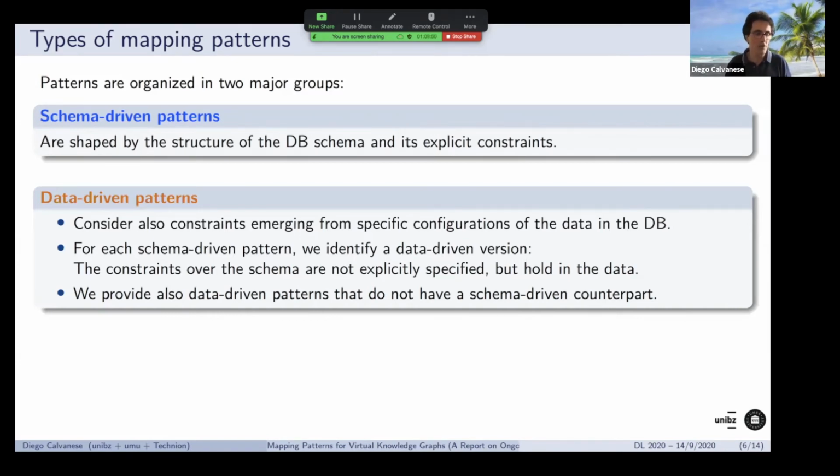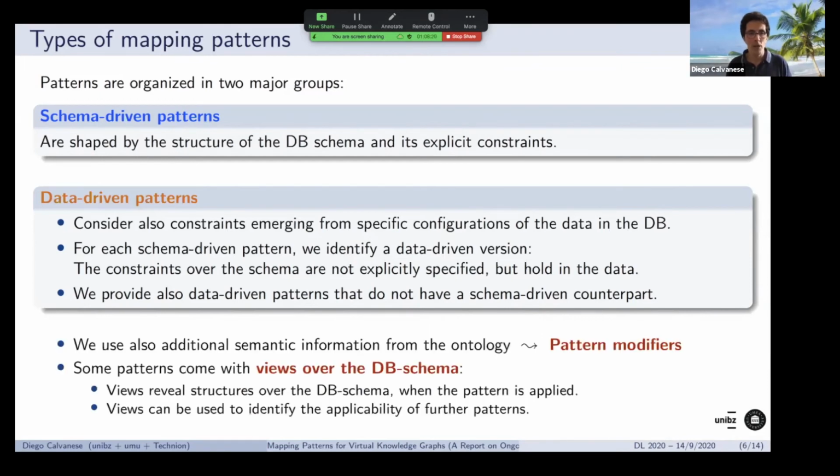There are many situations in which a database doesn't have explicit constraints specified, for example, for performance reasons, but still we know from the domain semantics that these constraints hold over the data. And this, for example, can then be exploited in data-driven patterns. But we have also data-driven patterns that do not have a schema-driven counterpart that relates specifically to the structure of the data. In our patterns, we also might use additional semantic information, and this leads to the notion of pattern modifiers. And some patterns come with views over the database schema: if you apply the pattern to a given set of relations and constraints, we might generate some views out of it to which further mapping patterns can then be applied.